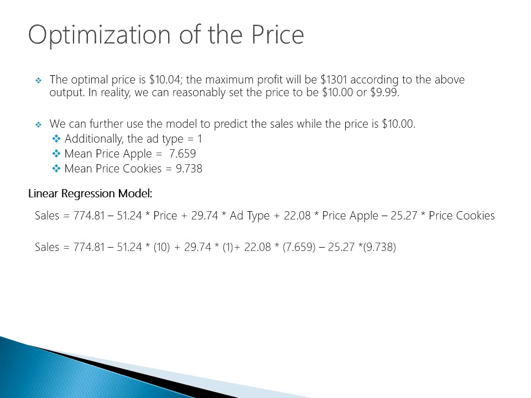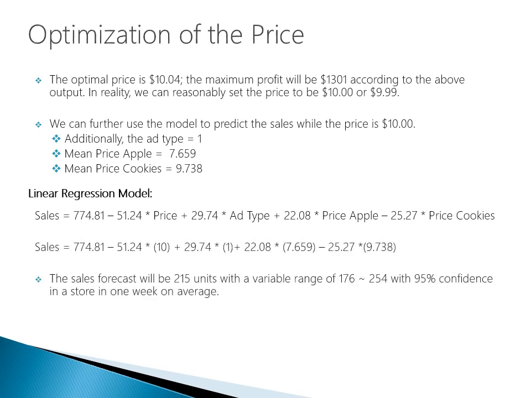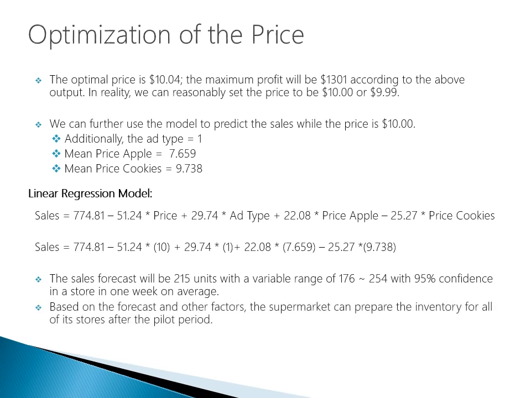When I do this, I get the result that the sales forecast will be 215 units with a standard error in a variable range of 176 to 254 units at the 95% confidence interval level. And this is for a single store in 1 week on average. Based on this forecast and other factors, the supermarket can now begin to prepare the inventory for all of its stores after the pilot period.